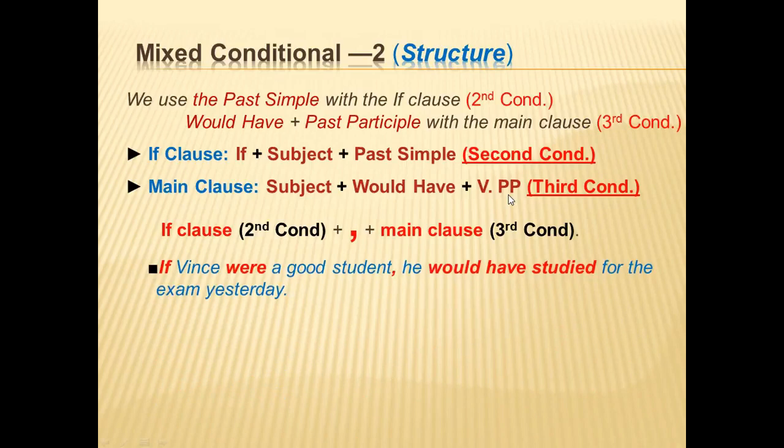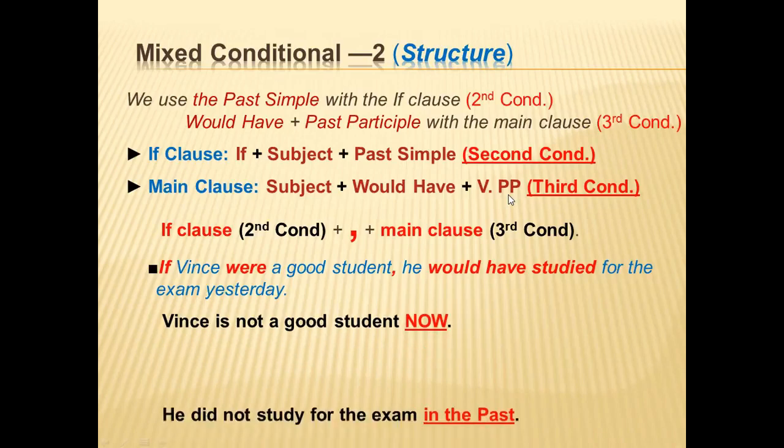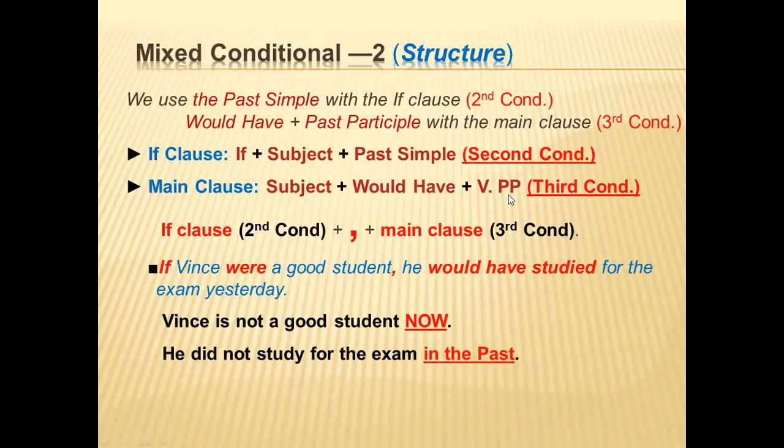This is an example. If Vince were a good student, he would have studied for the exam yesterday. Vince is not a good student now, and he did not study for the exam yesterday in the past. In the past, he did not study for the exam as well. And you have to know that you can use would, could, should, or might for mixed conditional two.